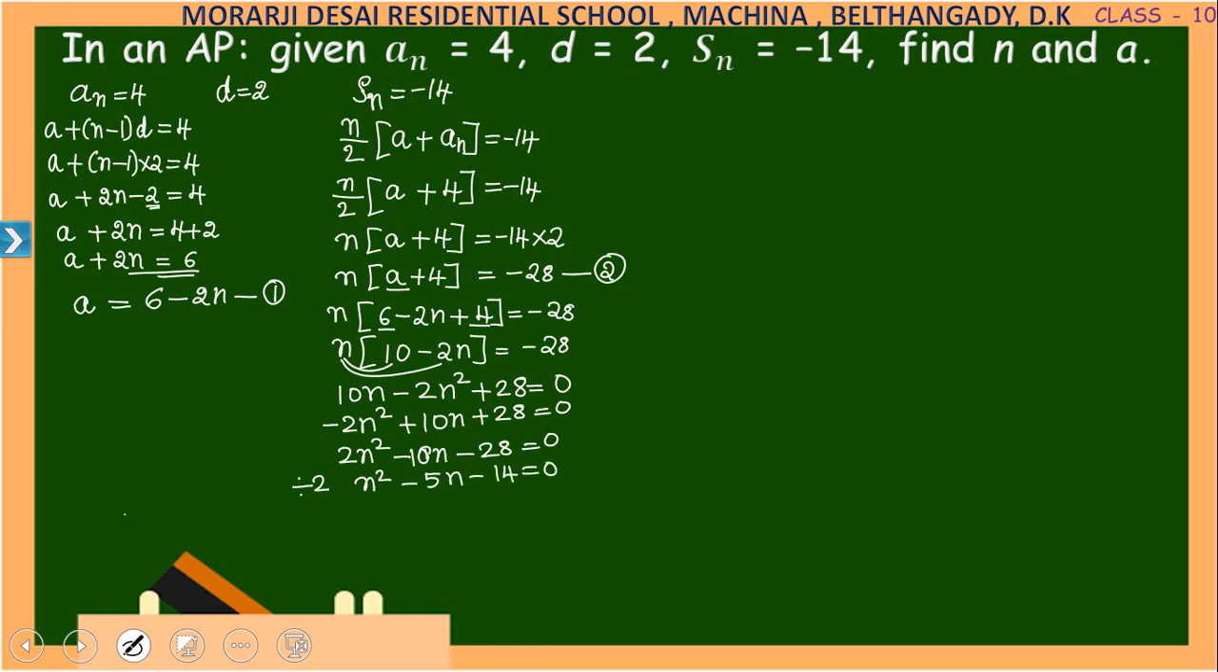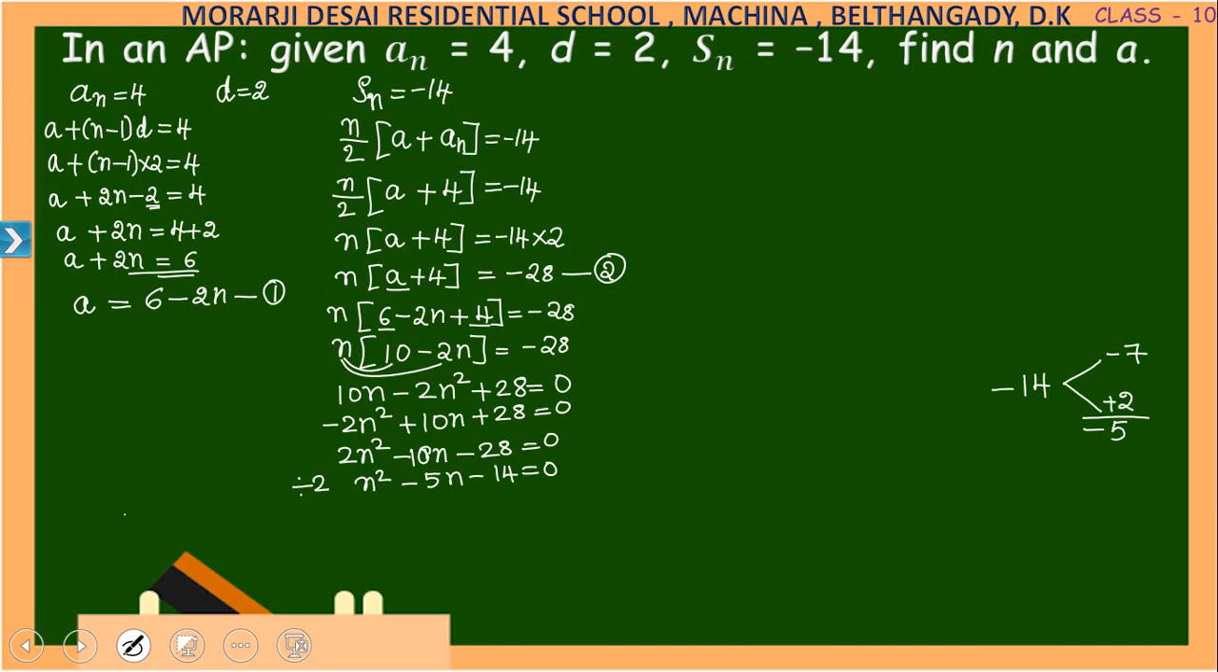Now you have to solve this by factorization. Factorize n square minus 5n minus 14 means you have to find two numbers such that their product is minus 14, sum is minus 5. Which are the two numbers? 7 2s are 14. Sign of 7 is minus, here plus. So minus 7 plus 2 is minus 5. Minus 7 into plus 2 is minus 14.